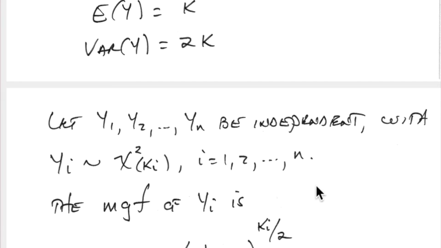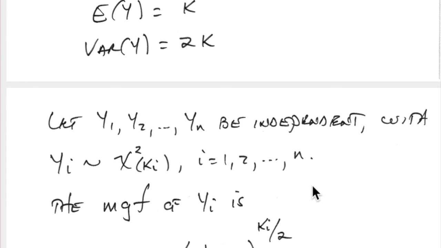Now, let's look at some results involving this kind of random variable. Let y1, y2, and so forth up to y sub n be independent. I'm sorry, they're not identically distributed. They are independent, but y sub i has a chi-square distribution with degrees of freedom equal to k sub i. And so the degrees of freedom are allowed to be different across these random variables. We will denote the degrees of freedom of y sub i by k sub i.